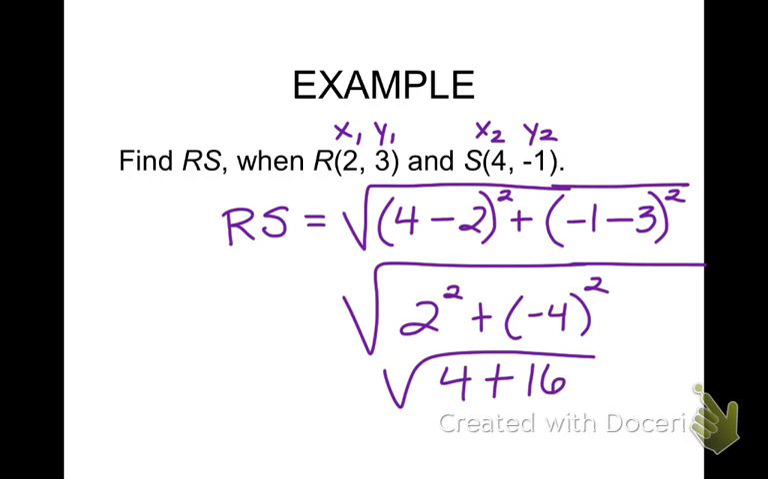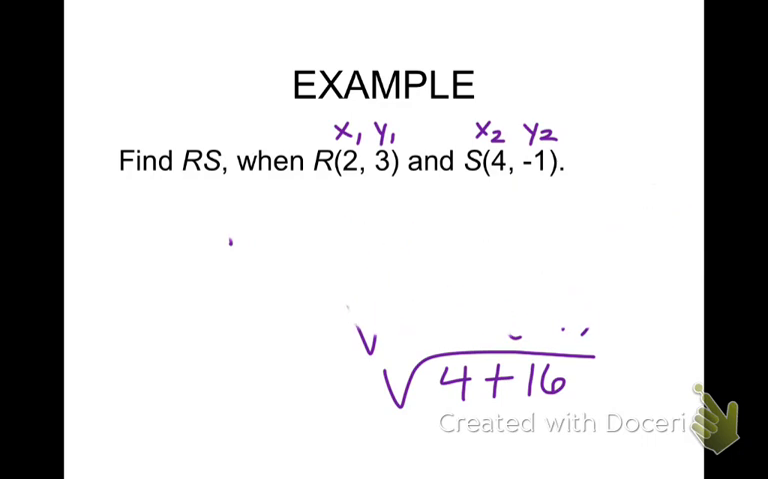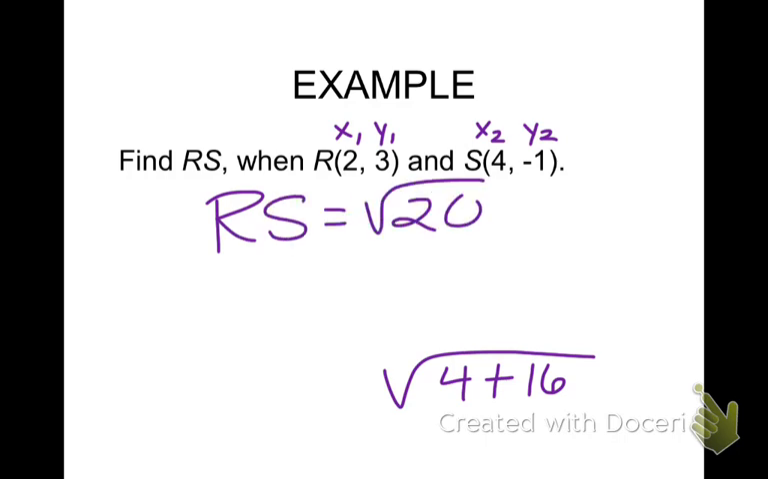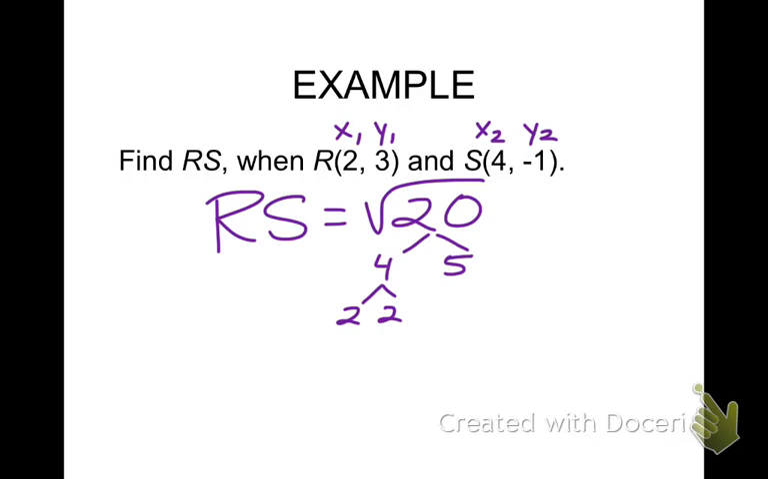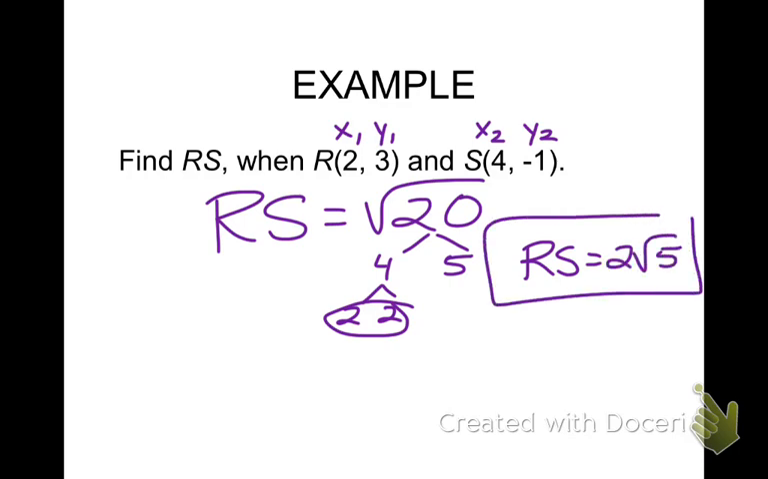4 plus 16 is 20. I'm going to go up here so the people in the back of the room can see. So now we are left with RS is equal to the square root of 20. Can I simplify that? Yes. We just did it, I think. Does anybody remember what that simplified to? So 4 times 5, 2 and 2. My pairing is of what numbers? 2. So my final answer is 2 square root 5.